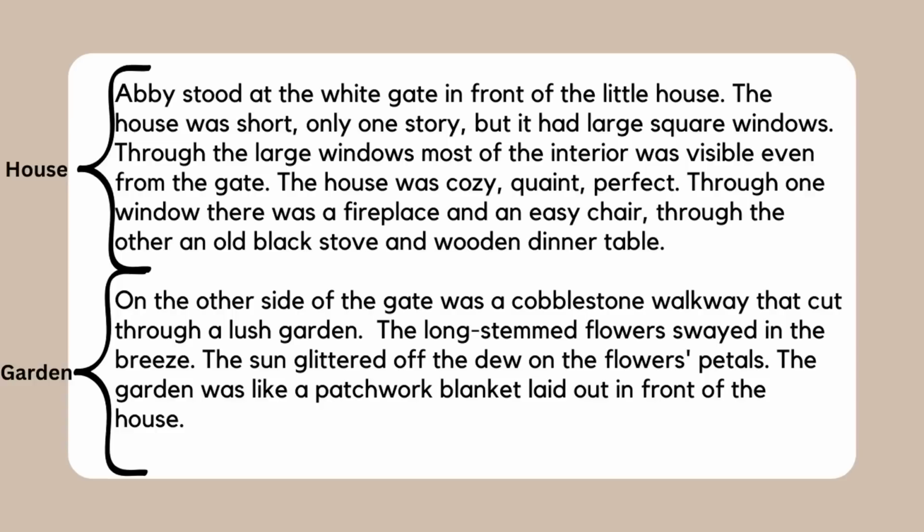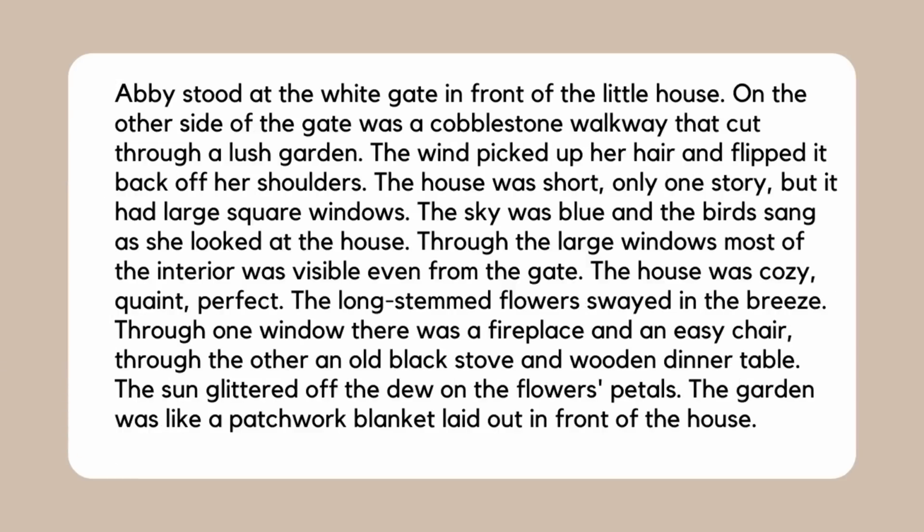While this passage still isn't perfect, we can already see a huge improvement in logical flow, and it's much easier now to visualize this house and garden. I did remove 2 sentences from the original description. The wind picked up her hair and flipped it back off her shoulders, and the sky was blue and the birds sang as she looked at the house. Neither of these feel essential to me. While we could attempt to integrate them into the description, they are more incidental and less about the house and garden specifically. So I'd rather see these described separately at a different point in the scene if they're truly needed.